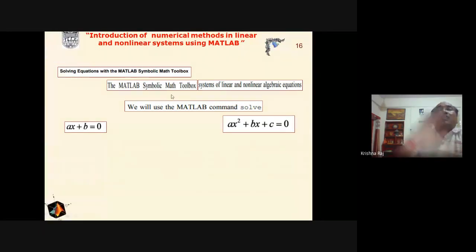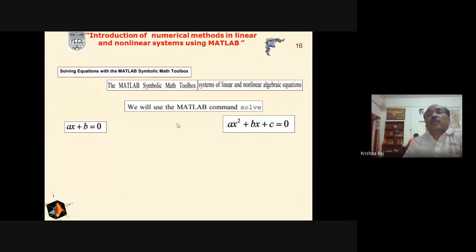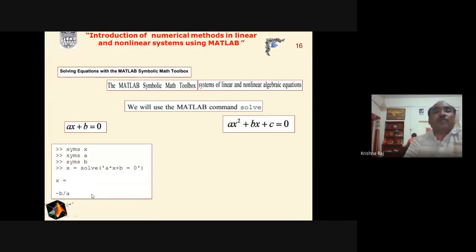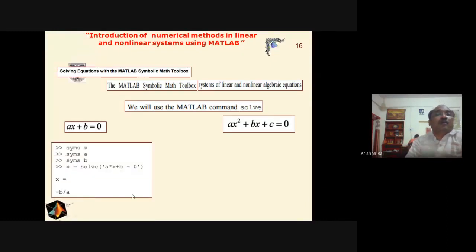Then we will switch over to a particular toolbox. But this is a common platform. That's why we have used the symbolic math toolbox. In the symbolic math toolbox, there is a command called solve. Now see what solve does. Take a symbolic system, suppose the expression ax plus b, and in order to solve it, we have to describe the symbolic parameters x, a and b.